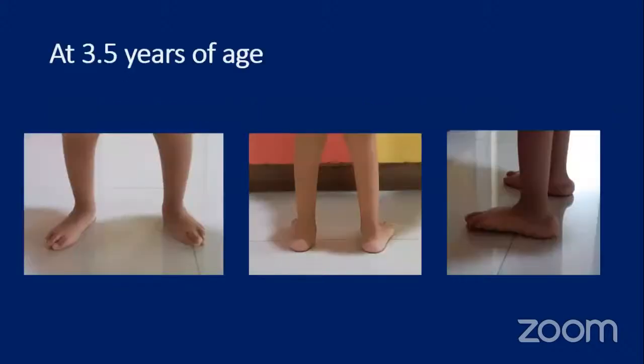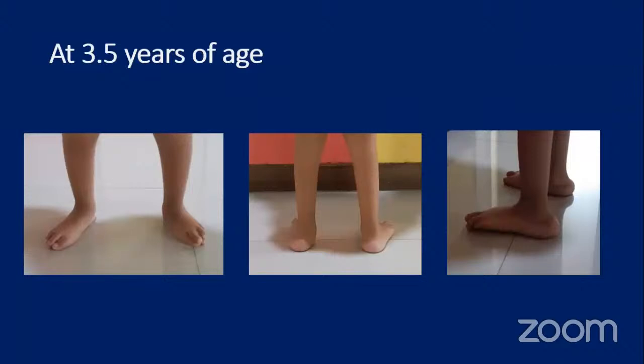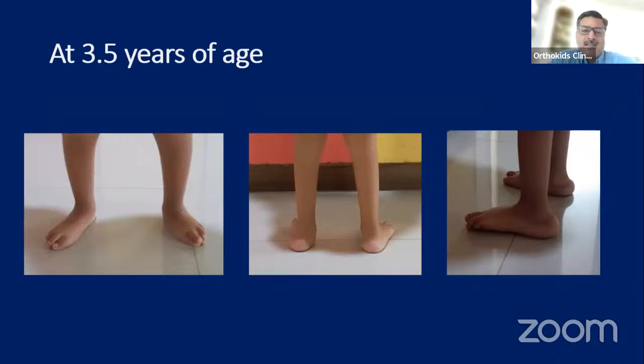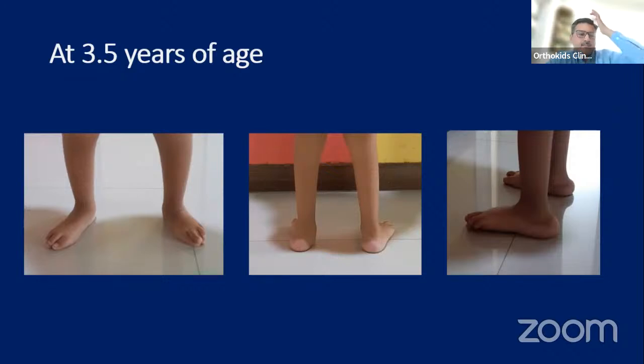And at 3.5 is clinical picture. Yeah, so as you all can see, heel is in valgus more on the left than the right. And many a times you see overlap of the toes, the hallux valgus.